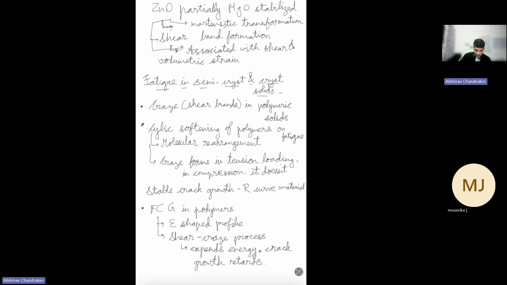And in general, we see a softening of polymers when it undergoes fatigue. So initially it will have some strength, but as the number of cycles increases, because of molecular rearrangement, it will become easier to strain them more. So their strength will decrease, softening will be occurring. And because of this craze, they exhibit stable crack growth.